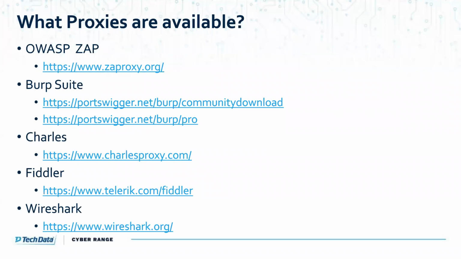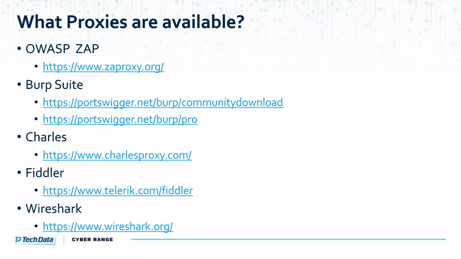So what web proxies are available? Well, you have OWASP ZAP, and that is an open source proxy. Its code base is available on GitHub. It has great documentation and is supported by the community. There's Burp Suite. Burp Suite is made by a company called Portswigger. Their platform is used by many web application hackers or bug bounty hunters to analyze and assess web apps.